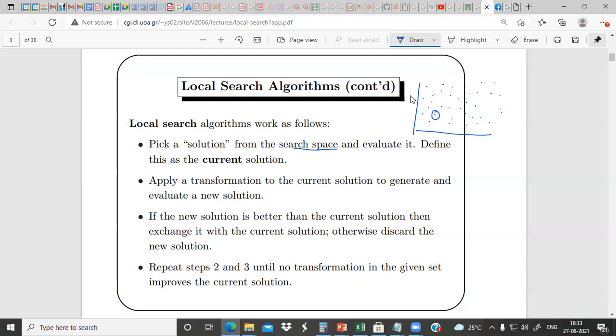Evaluate means you identify how good this solution is. Okay, that is, compare with your goal state. You know what the goal state is, compare with that. So how far is it from the goal state? That is called the error. Calculating the difference between the goal state and the initial state is the error. So check how much the error is. As we have picked this randomly, it is highly likely that it will have more error. Then we'll call this the current state.